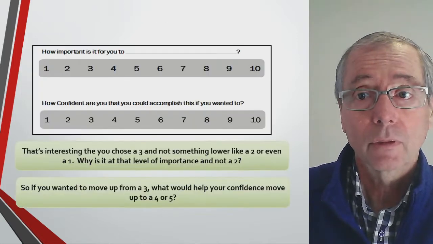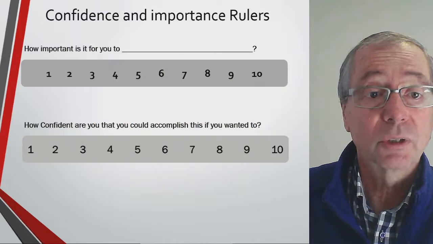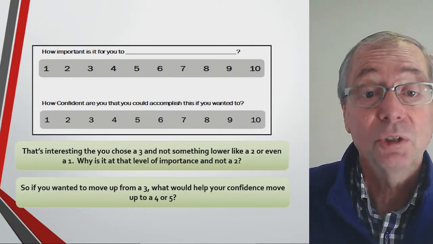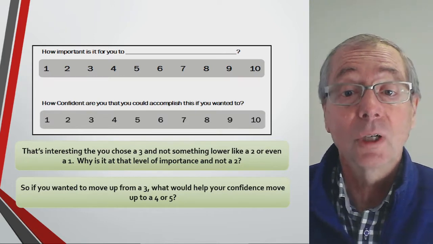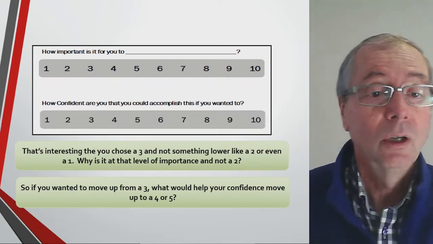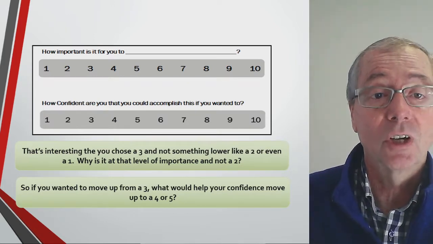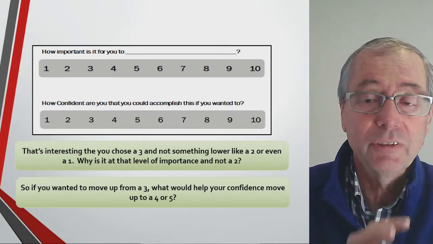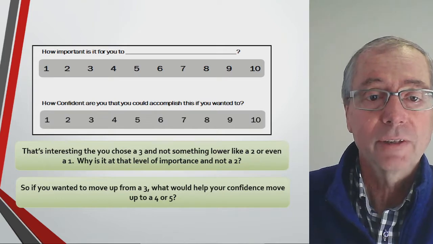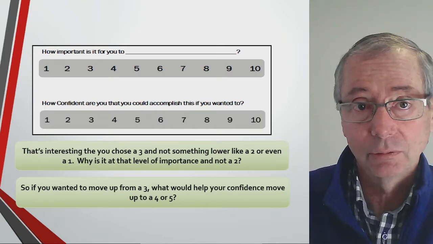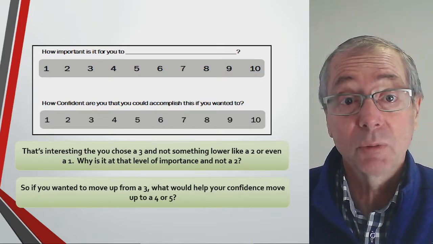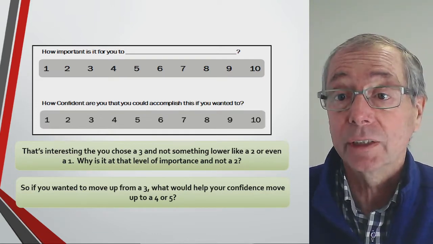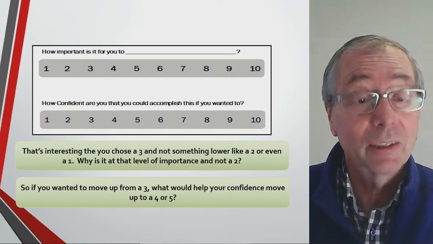Okay, so in terms of responding, it's interesting that you chose a 3 and not something lower like a 2 or a 1. Why is it at that level of importance and not a 2? So here, even though it's a low score, rather than saying, why is it low? We wouldn't want to say that. Why wouldn't we want to say that? Because that'll produce sustained talk. Why is it just a 3? Well, it's good, and they give you the sustained talk.